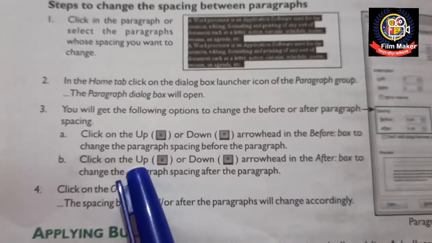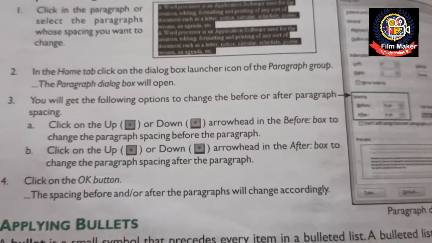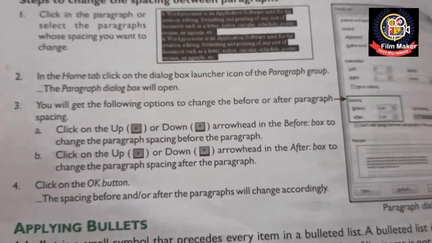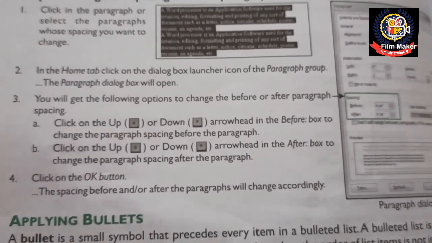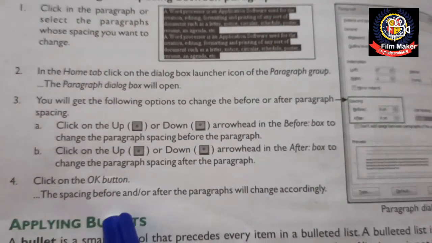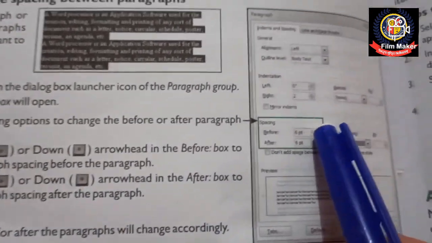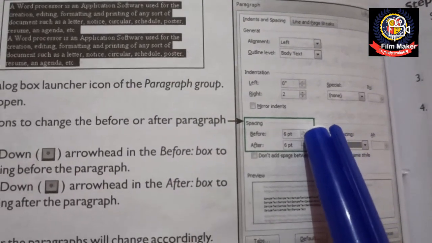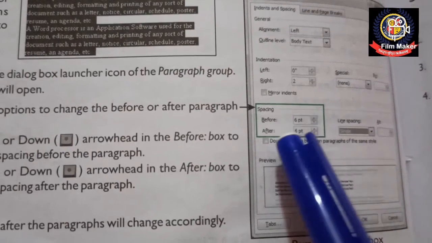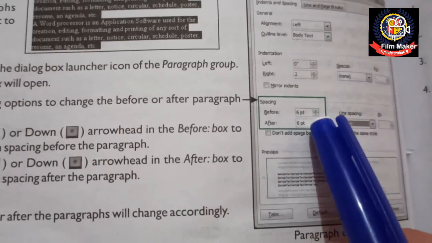Okay, so that is what is written: click on the up or down arrowhead in the Before box to change the paragraph spacing before the paragraph, or similarly click on the up or down arrowhead in the After box to change the paragraph spacing after the paragraph, and then click on the OK button. So here this drop down arrow, or you can say the arrowhead, is there. If you click upward it will increase, and downward it will decrease. So similarly you can make the changes here also.